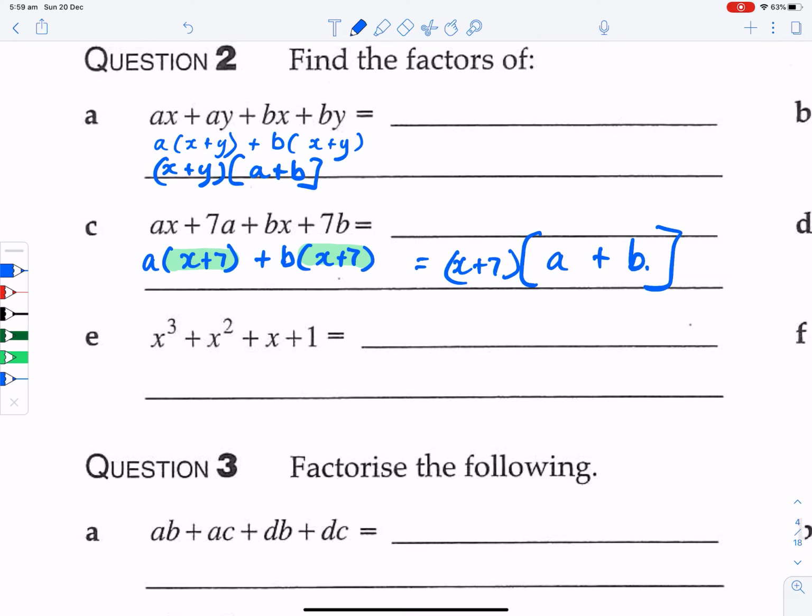All right, let's now have a look at question 2e. Let's look at the x cubed plus x squared. What is the highest common factor you can take out there? It's going to be x squared.